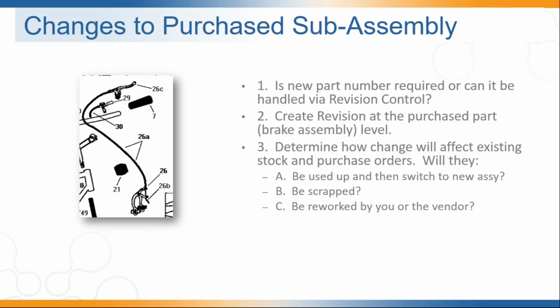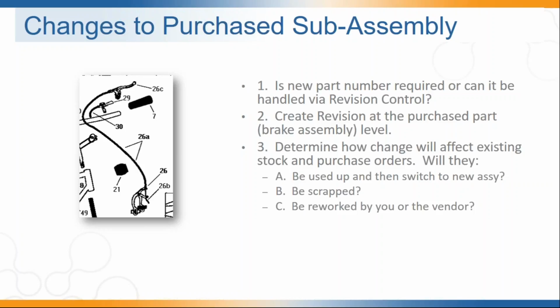So they would have to determine how the change is going to affect existing stock and purchase orders. Will they, for example, will the old ones be used up and then switched to the new assembly? Will they be scrapped? Or will they be reworked by your company or perhaps by the vendor? Now, what would constitute the answer to that question? Well, go back to A again. Will they be used up and then switched to the new assembly?